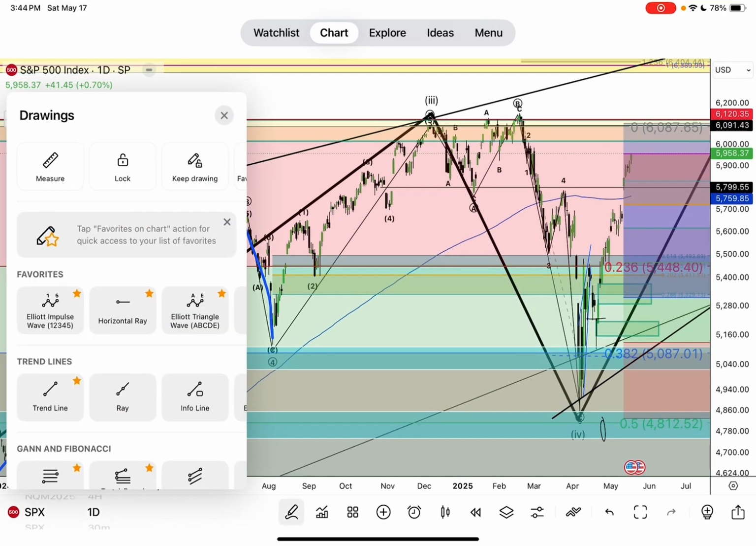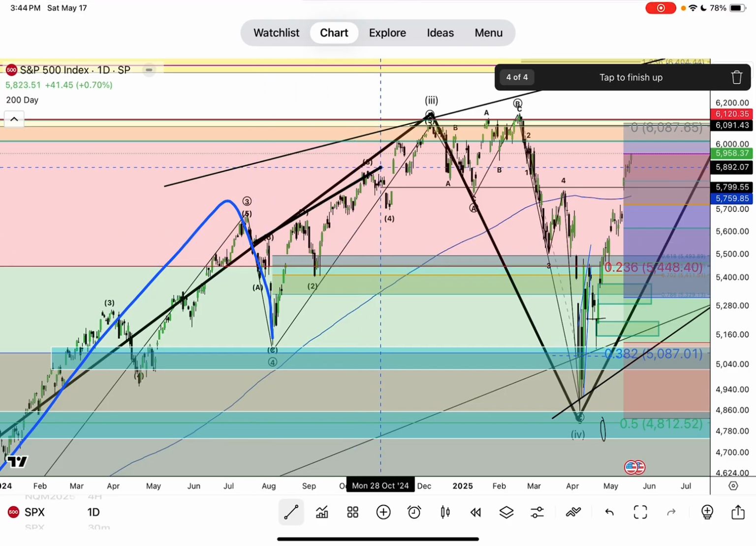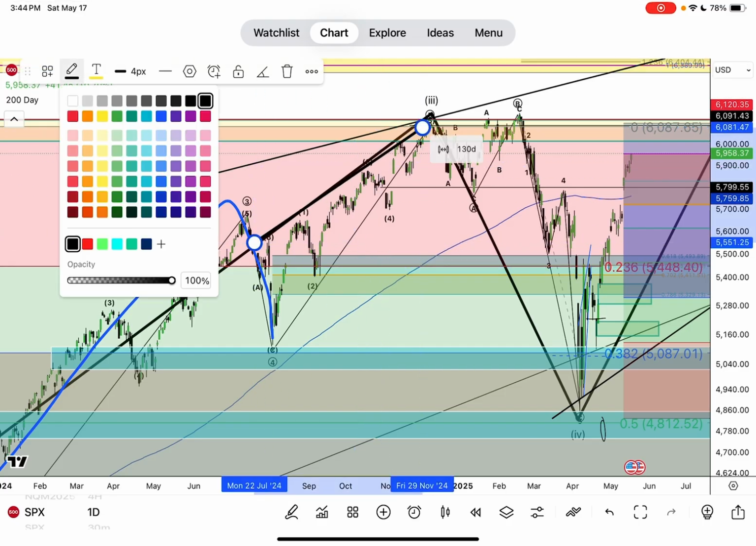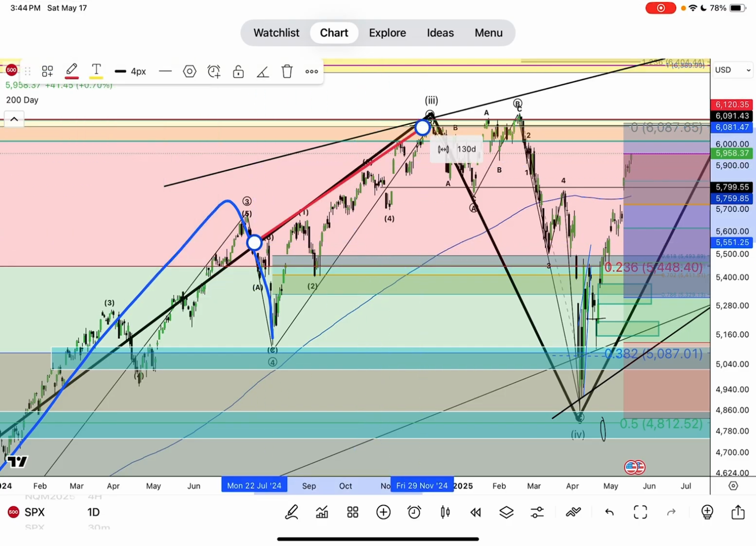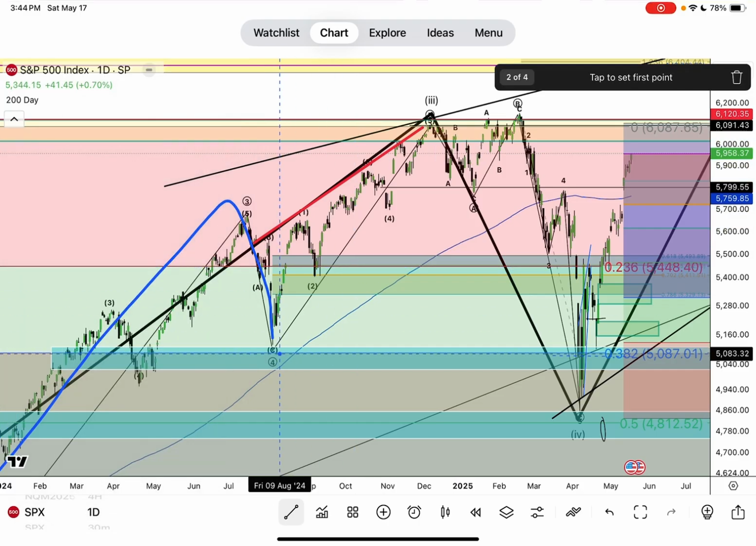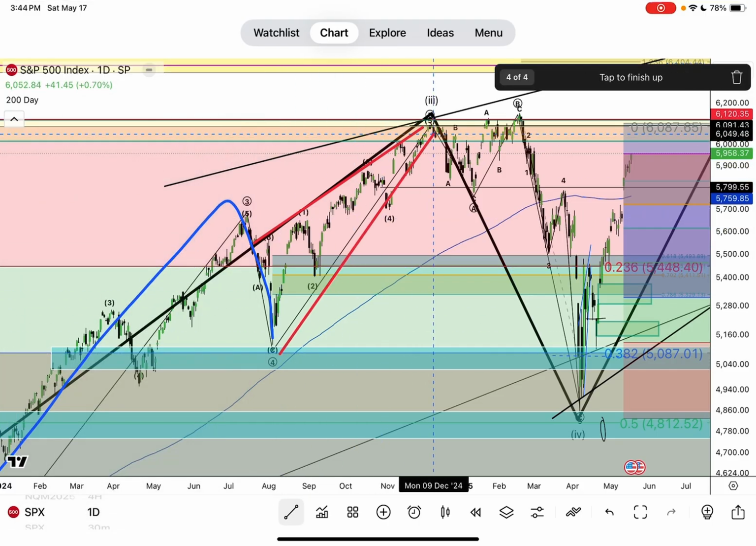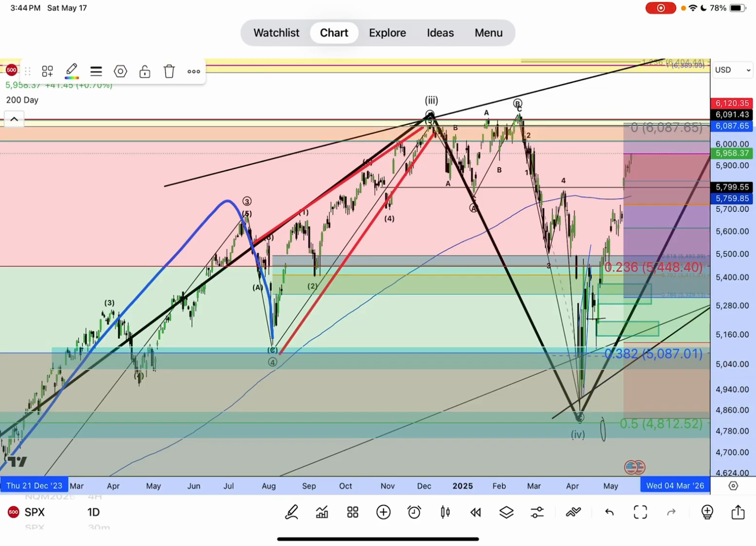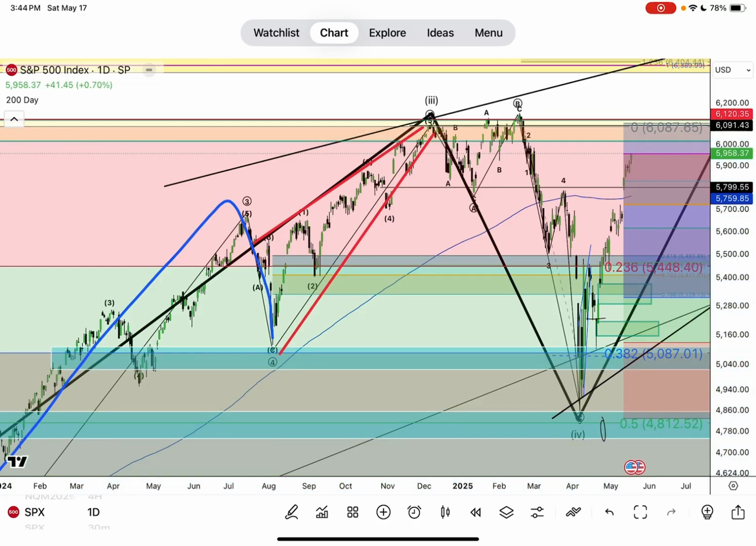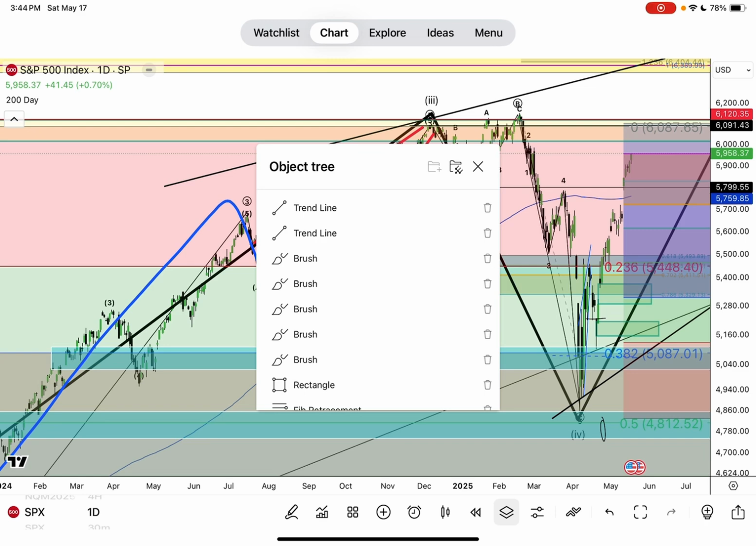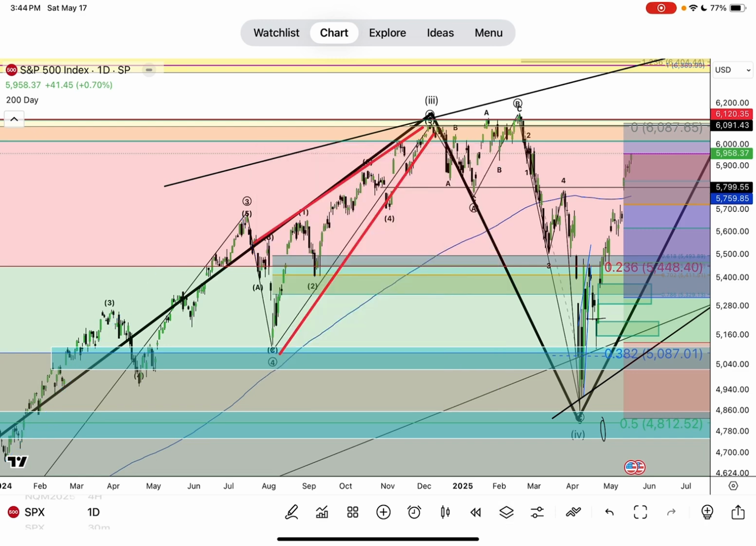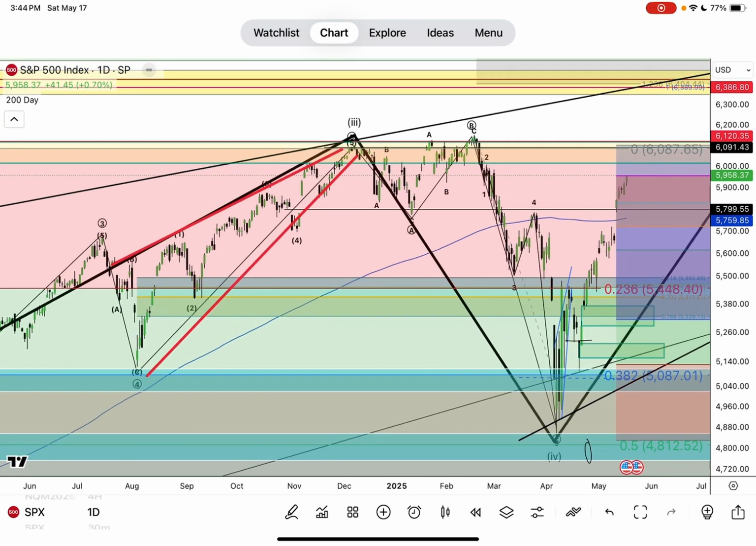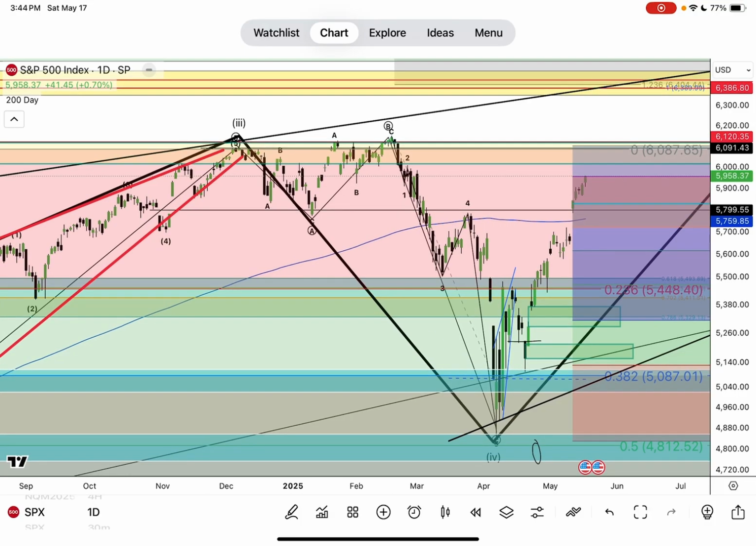So notice how the waves are overlapping here. I'll make it in red so you guys can see this a little more clearly. Okay, this over here was your ending diagonal. See how the waves are overlapping each other? And then in November, December of 2024, that's when we have our macro wave 4 correction. Okay, let me remove these drawings. And yeah, so this was our macro wave 4 correction.